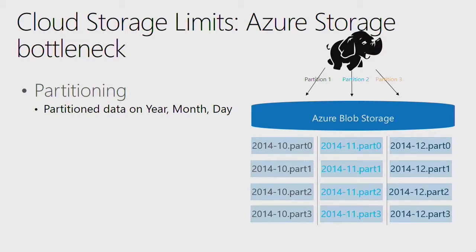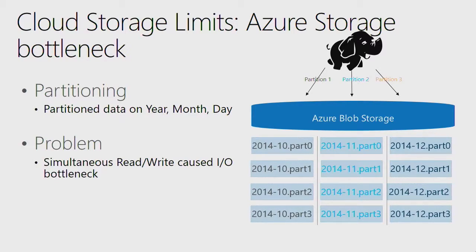So one of our customers wanted to partition data on year, month, and day, right? So they looked at the data, and they created partitioning based on the year, month, and day. The problem was, once they created these partitions, simultaneous read-write caused an I/O bottleneck. Why did it cause an I/O bottleneck? Because reading it simultaneously exceeded the throughput allowed by Azure storage, right?